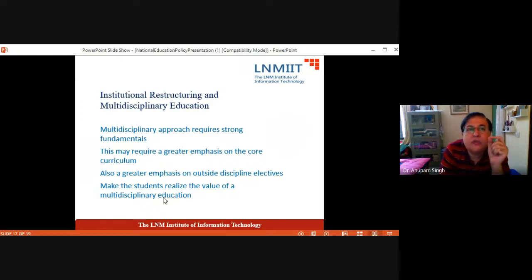So if there are opportunities outside once they graduate for employment which value multidisciplinary education, which, let me be blunt, give them a higher pay package than if they're getting a single-domain education, then they will value it. And so here, since this is about the national education policy, I would humbly submit that the national education policy, if it is to succeed, needs to talk not just about educational institutions, but about what is out there in terms of the industry and the employment opportunities for our students.